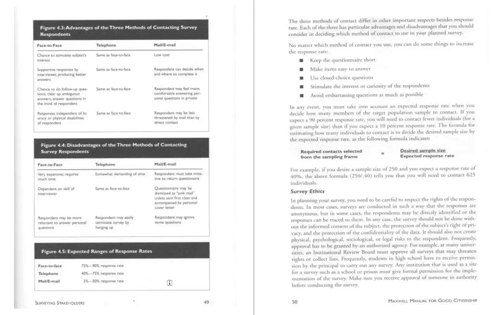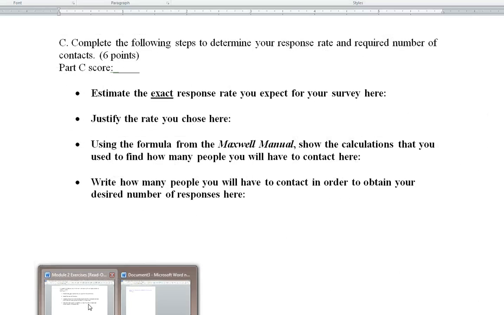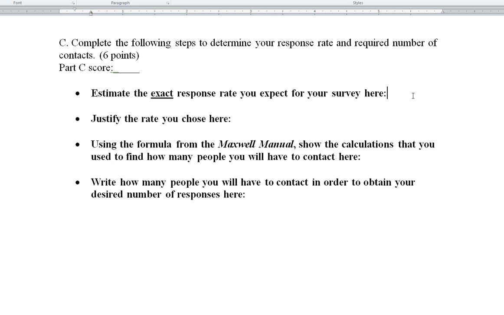Now in the previous exercise I picked the telephone method of contact, so I'm going to choose something between 40 and 75%. Let's go back to the exercise. So I'm going to choose a number between 40 and 75%. For right now I'm just going to say it's 60%. Now the next thing it asks you is to justify the rate.